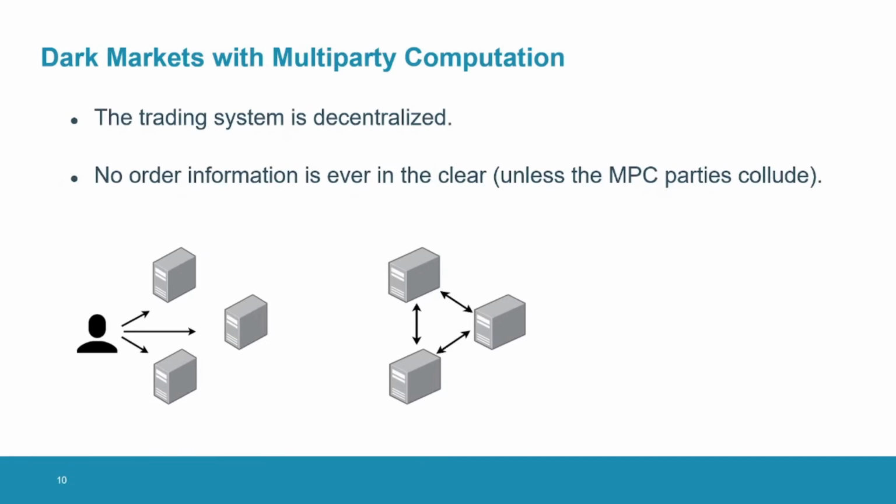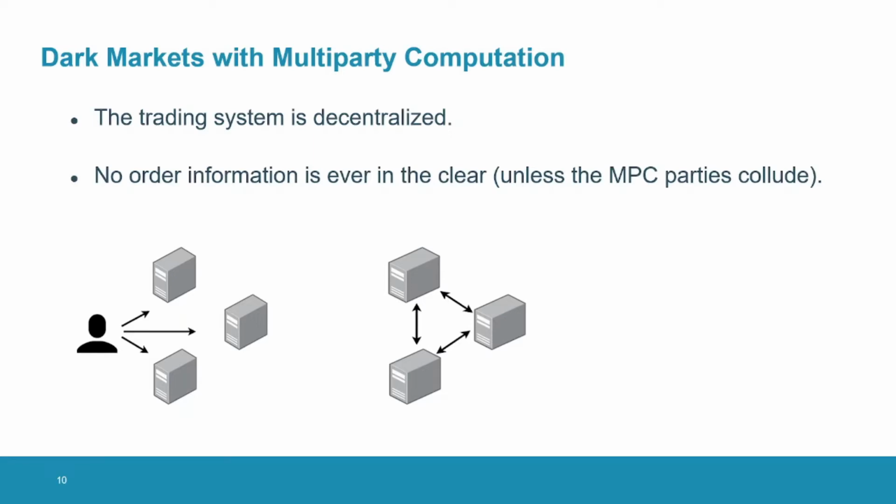In this work, we address this problem with the operator by using multi-party computation, or MPC. With MPC, what we'll get is basically a decentralized trading system where the order information is never in the clear. There will be a set of computational parties who will process the auction, but not even these parties will actually see the order information.